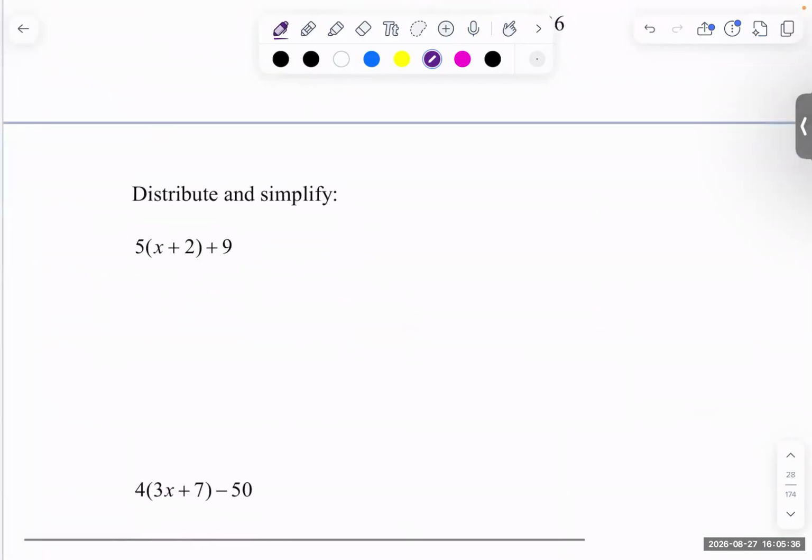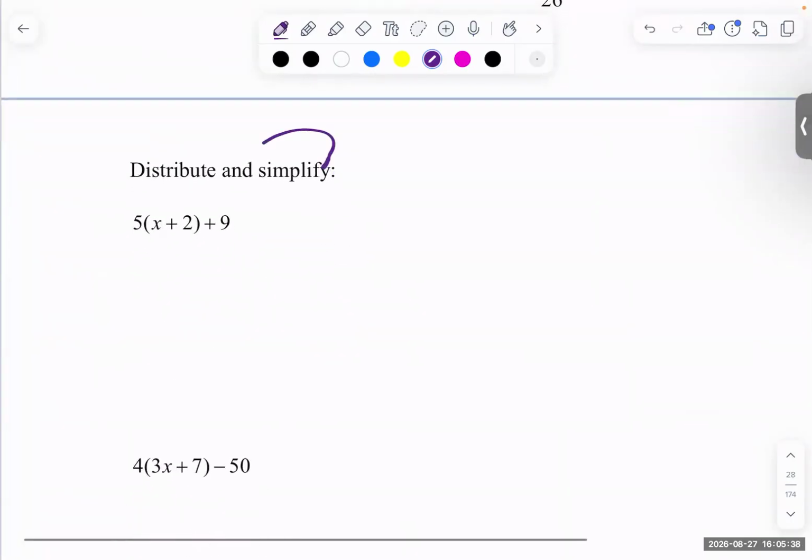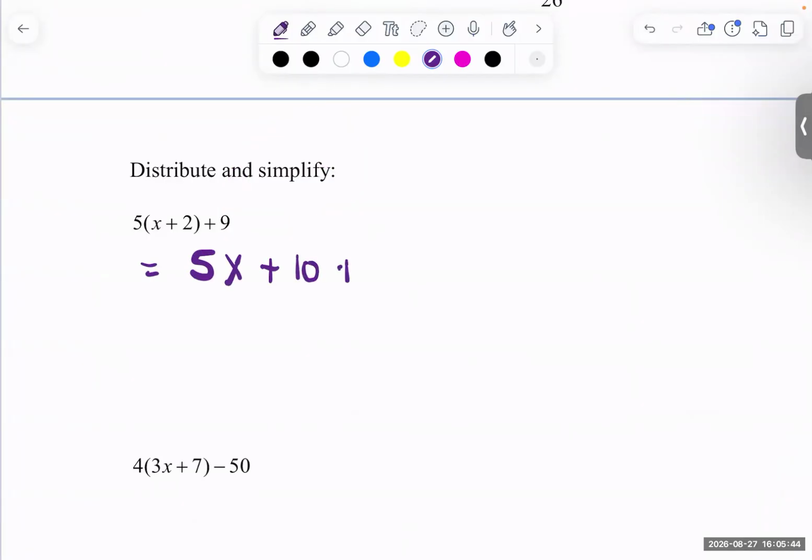So if I want to distribute some of these, it does not say solve, it's just simplifying. I get a product of 10 and 9. I'm going to use the commutative property, and that's all I'm going to do. Again, just simplifying, not solving for anything.